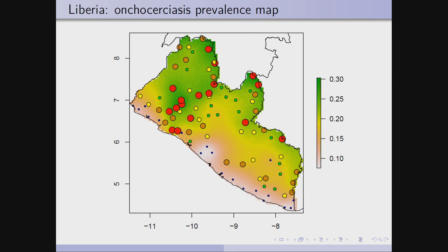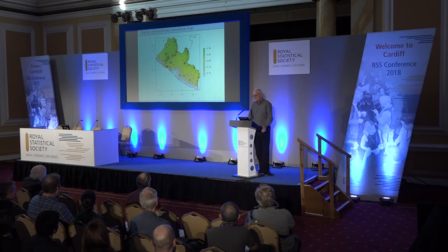I think that's quite a pretty map. The colors may be too bright for Adrian's taste, but I think it's quite a nice map. There are some obvious features to it, which is that prevalence increases as you move away from the coast, but not in a deterministic manner, and there are many good reasons why that happens, if you understand the entomology and the epidemiology of river blindness.